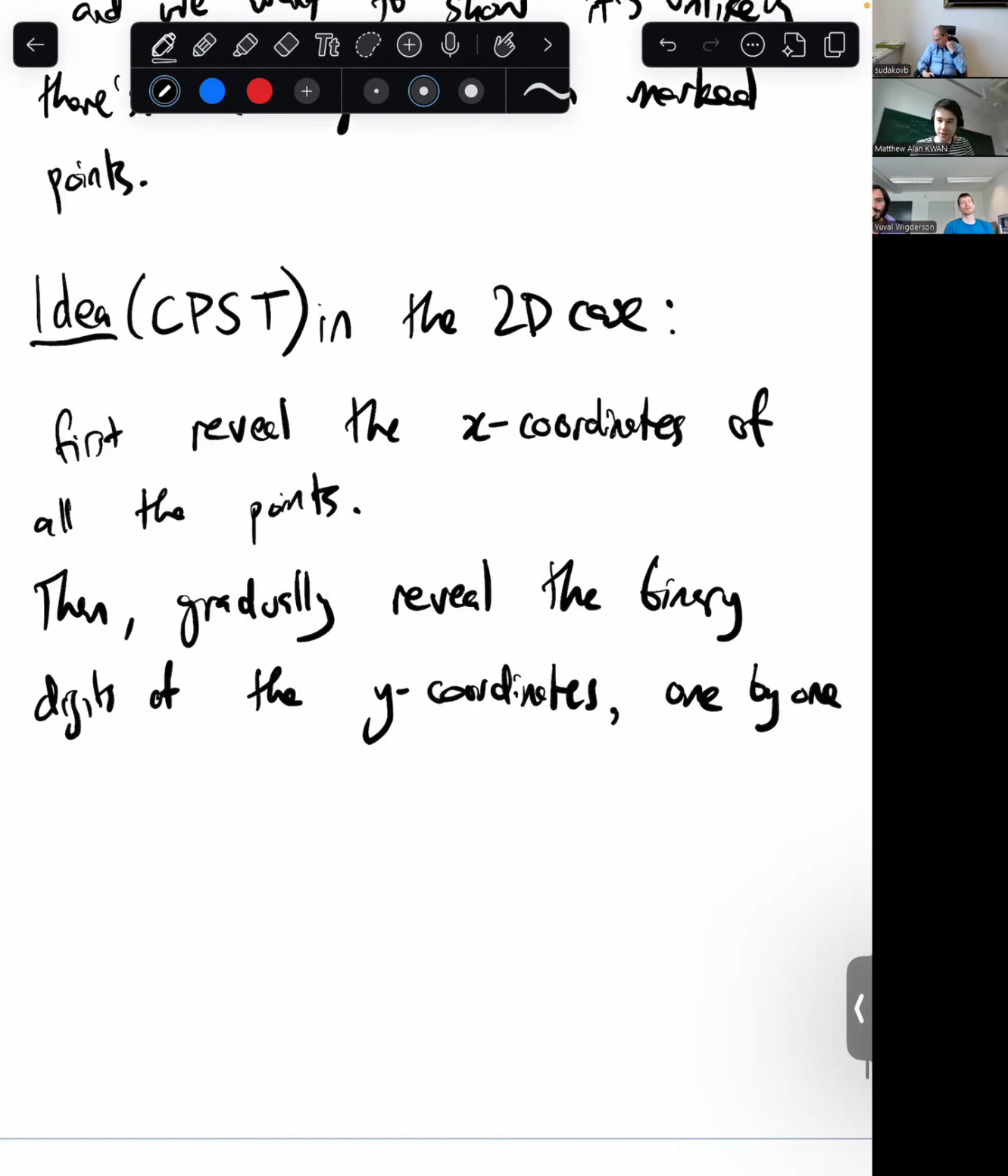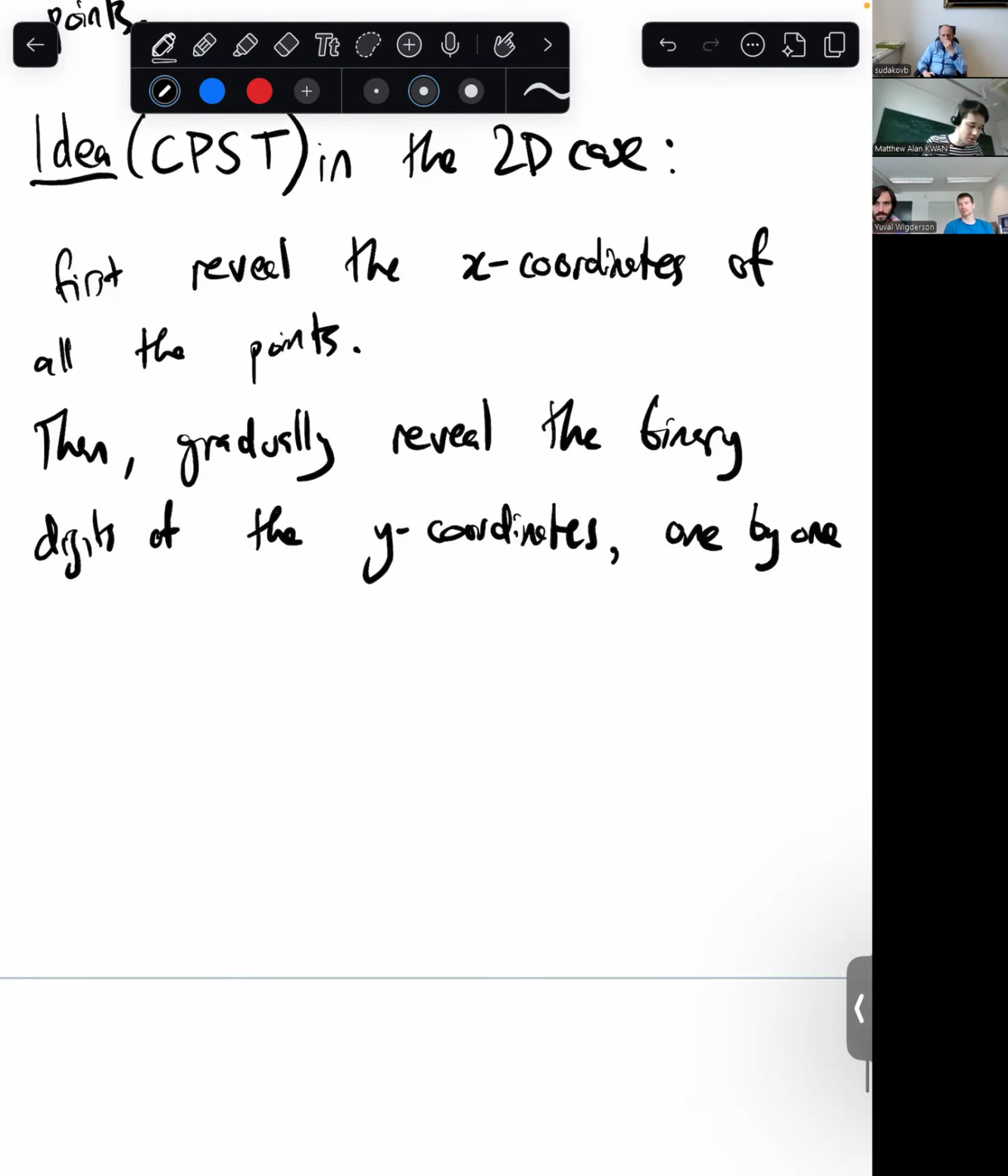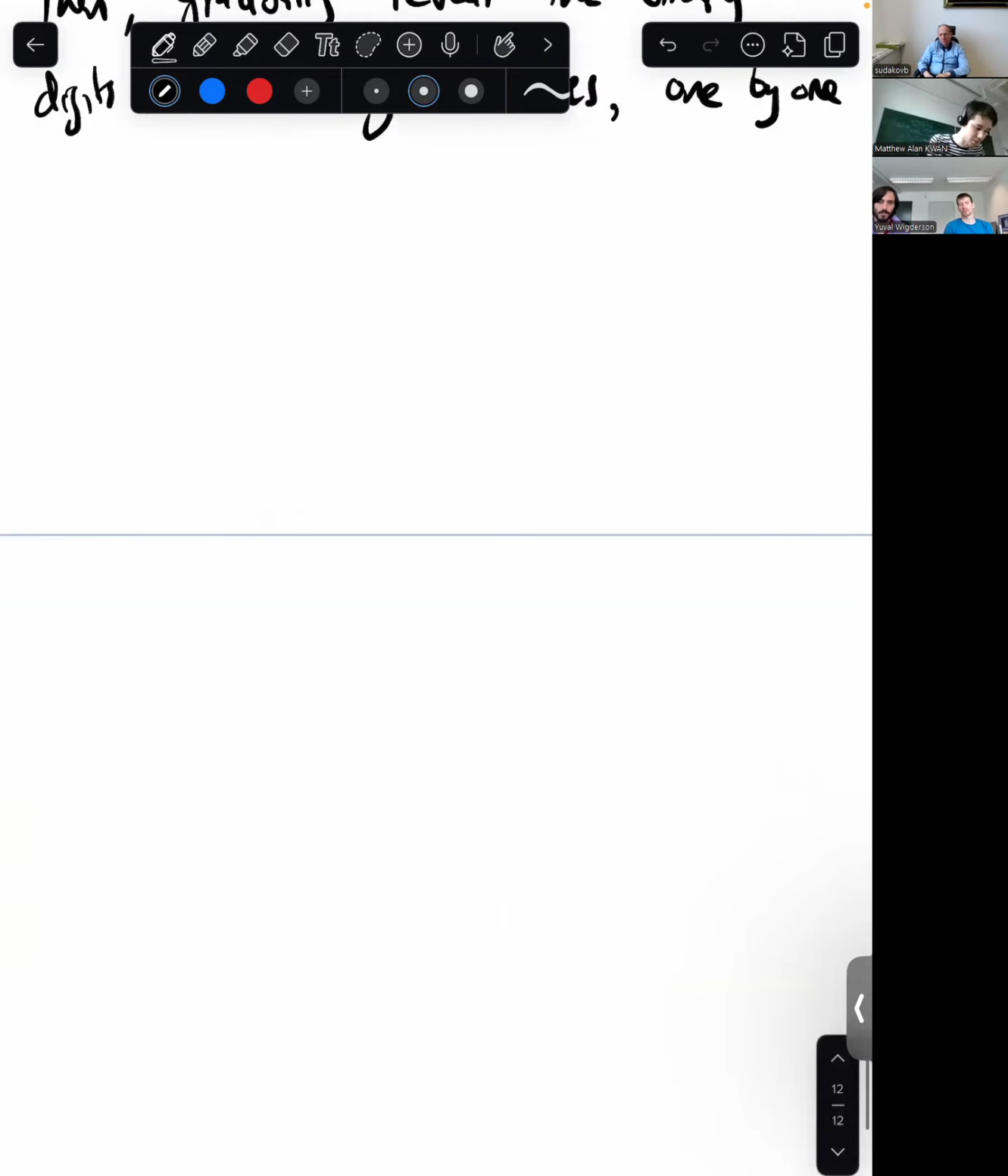So what I mean by that is, first I reveal the first binary digit of all the points, then I reveal the second binary digit of all the points, then I reveal the third, and so on and so forth. So maybe let's draw a picture of what this means. Okay, so first I tell you what the x coordinates of the points are.